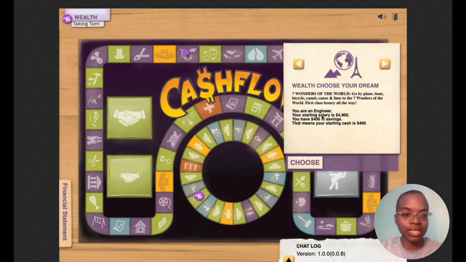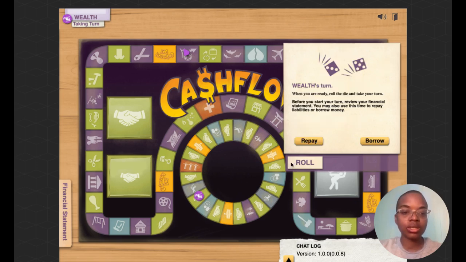So I have my starting salary at $4,900. I have $400 in savings, which means my starting cash is $400. So I'm going to choose this one, right? And then you can see it brings up my turn right here.